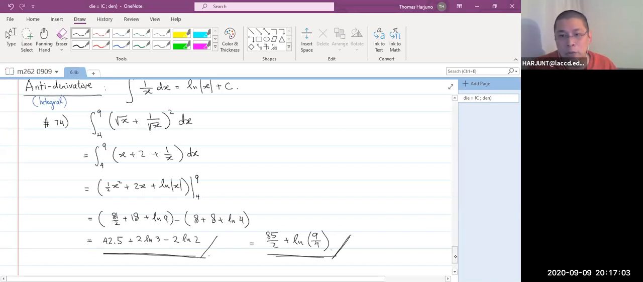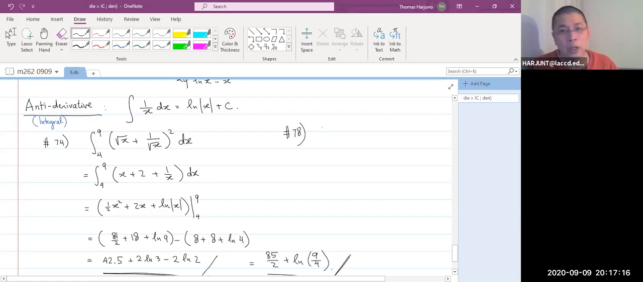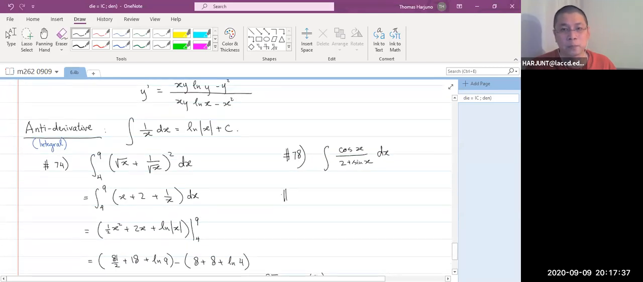I will give you a break, but together with that break, I would like you to do some problems. I think number 78 is an easy question if you know what to do. Integral of cosine x over 2 plus sine x dx. That should take you around 2 minutes. And then number 82, integral of x times 2 to the x squared dx.